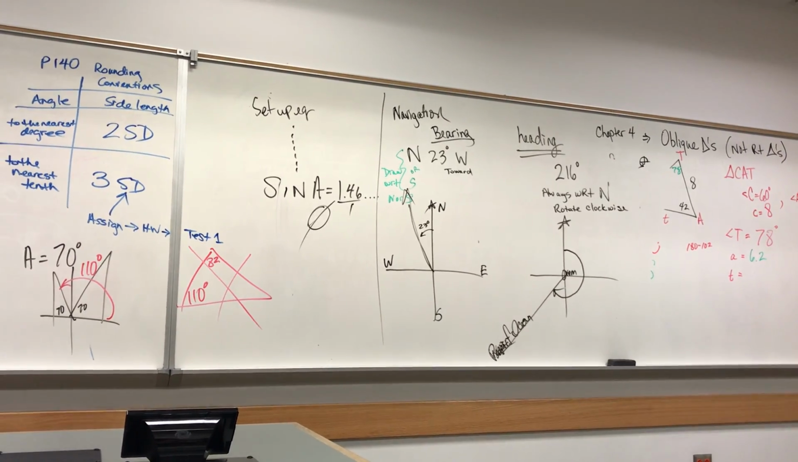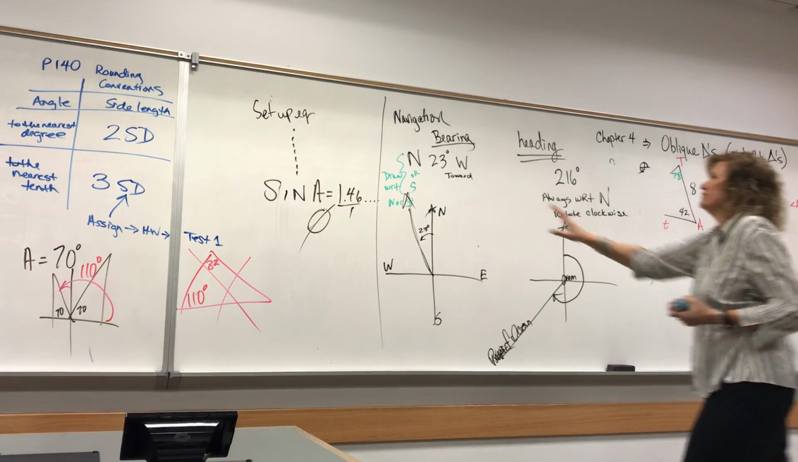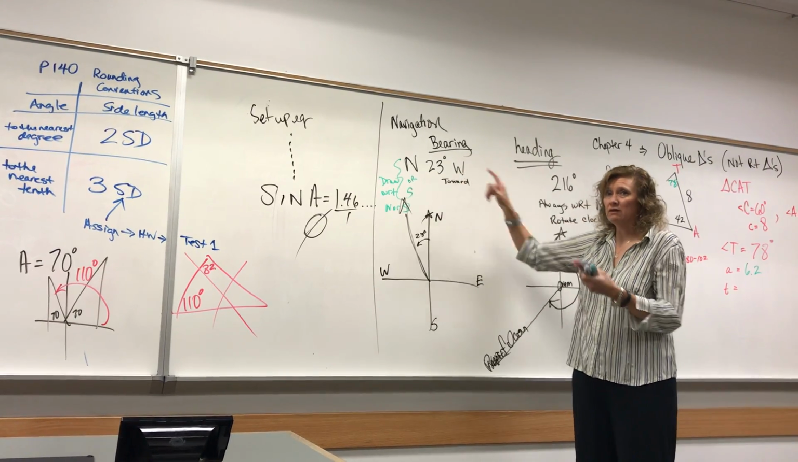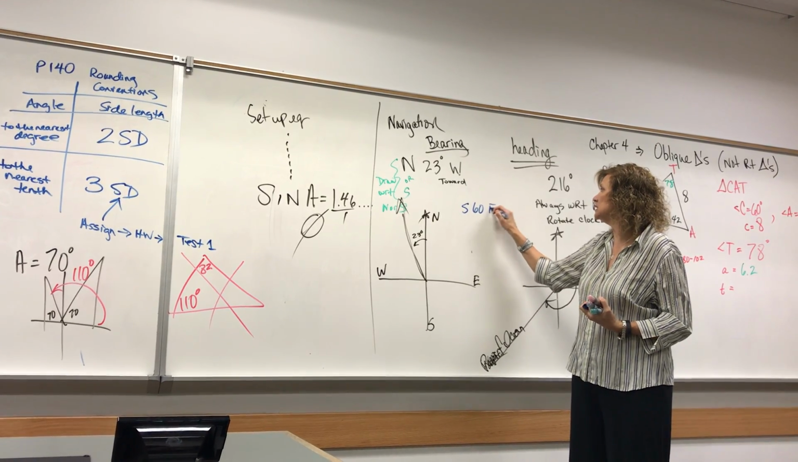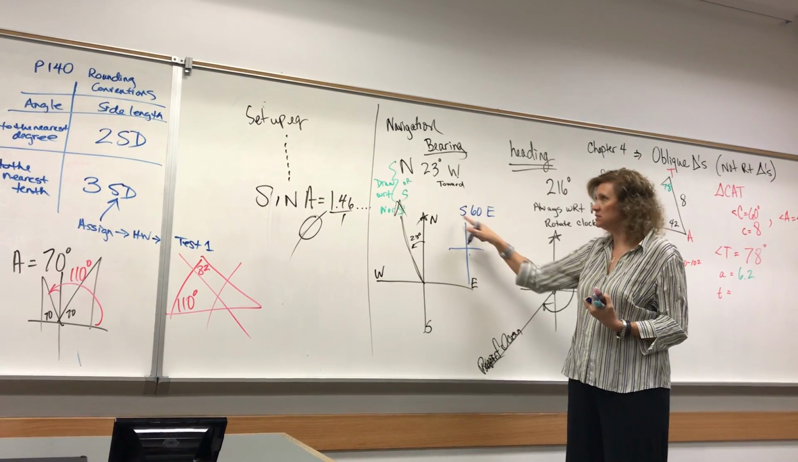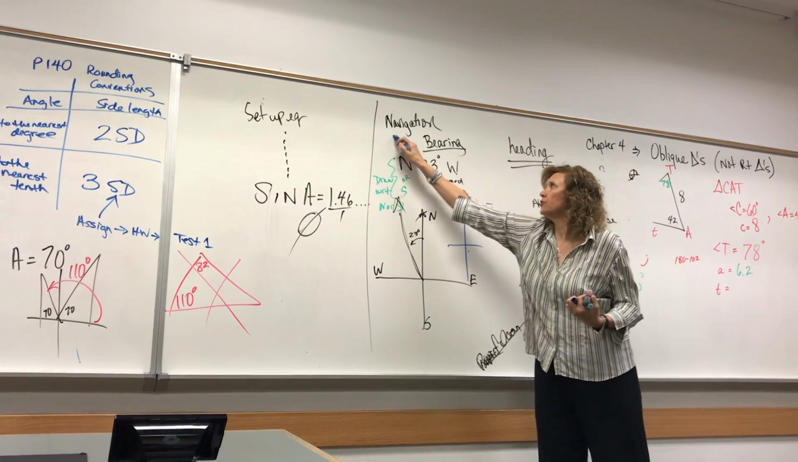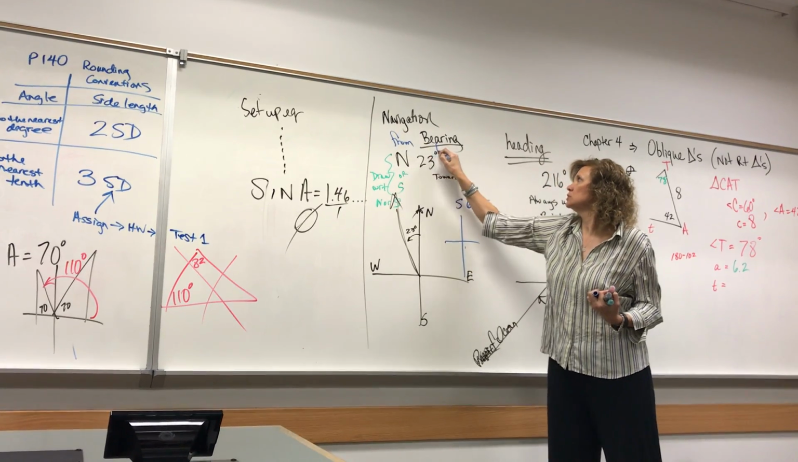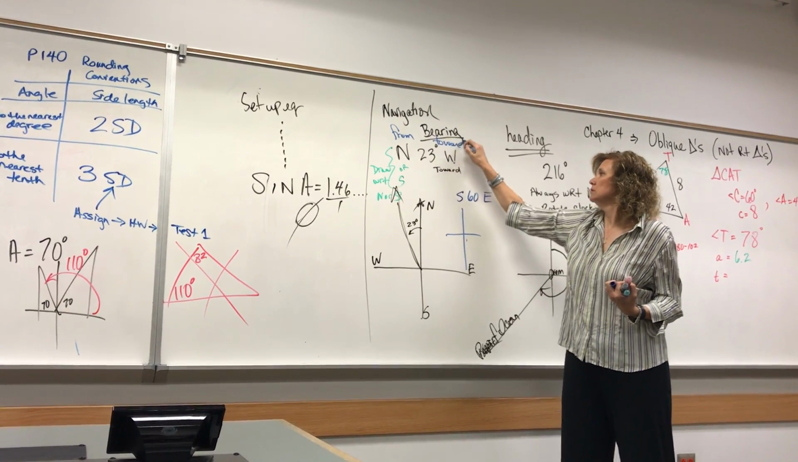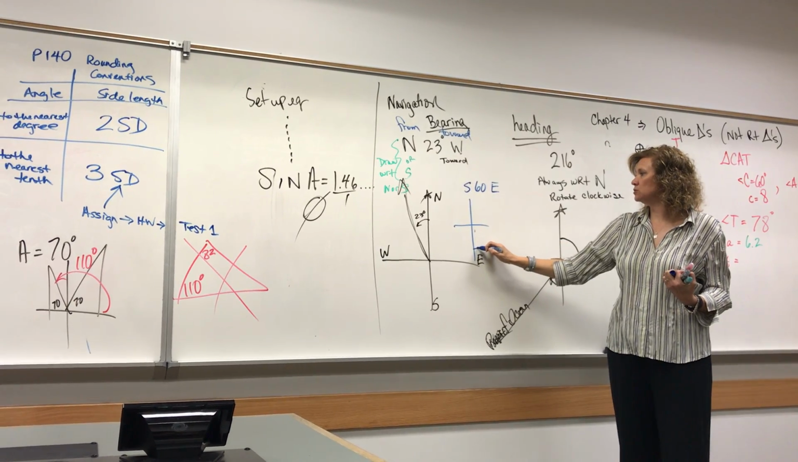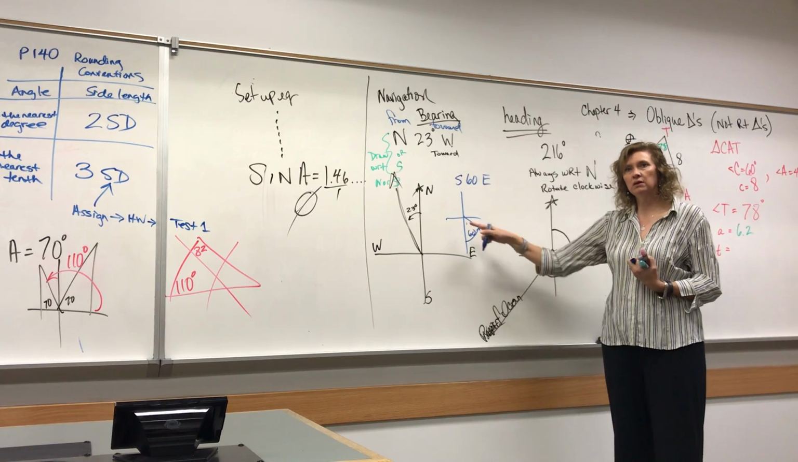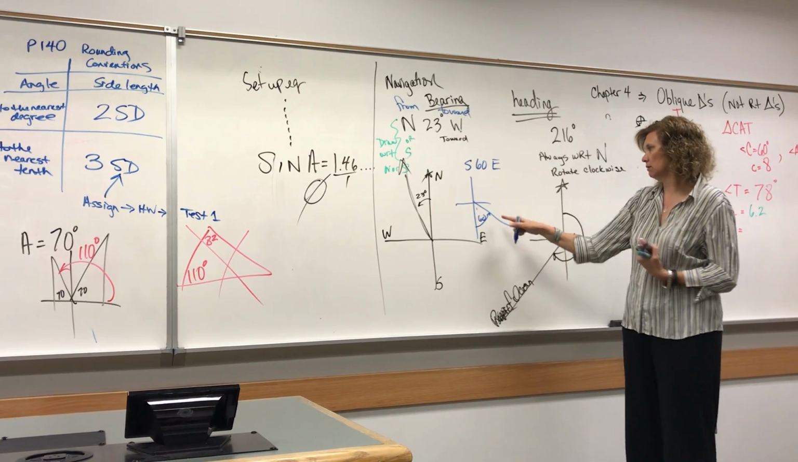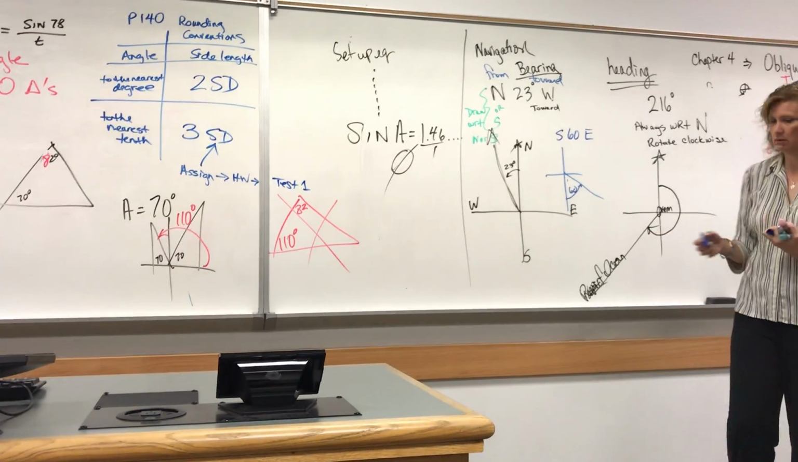So heading rotates clockwise and bearing rotates toward the east or west, whichever is specified. So if we had something like south 60 degrees east, then from the south, we're going to rotate toward the east, 60 degrees, and we'd be looking at something that way.